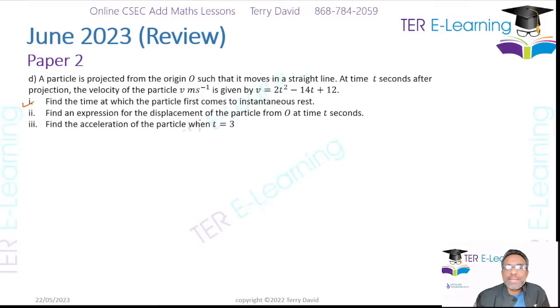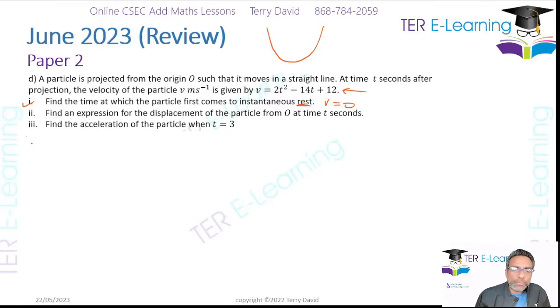In part 1, they said find the time at which the particle first comes to instantaneous rest. Now, this is your velocity equation here. If you look at this, it's a quadratic, so we know that the curve is going to look like this. The question wants to know at what time the particle first comes to rest. So if your particle is coming to rest, your velocity has to be equal to 0. So you need to know what these words mean.